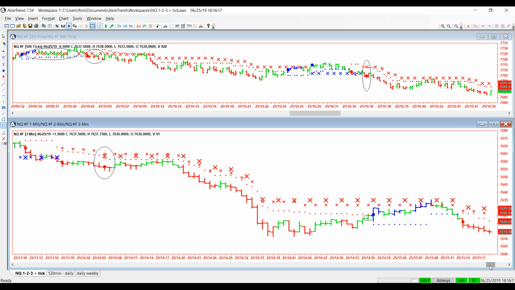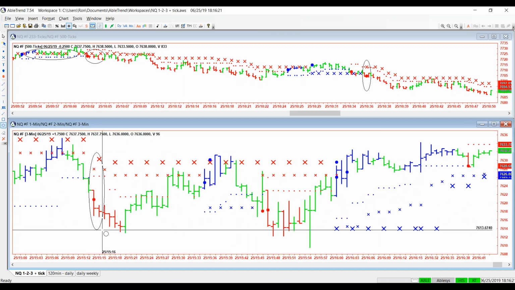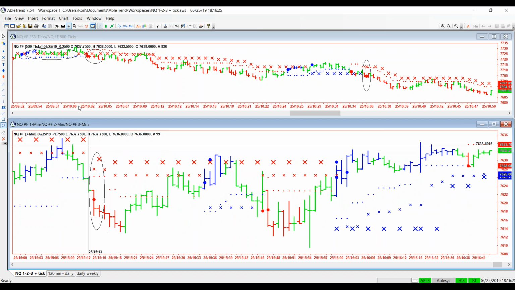Now, we did give a little bit back toward the end. Valid trade right there. I tell it like it is. I don't cherry pick. I show you the winners. I show you the losers too. That was about a break even on the 2 green bar stop.